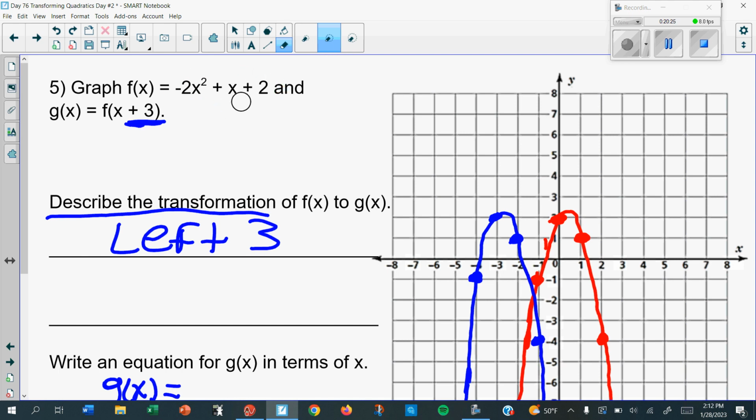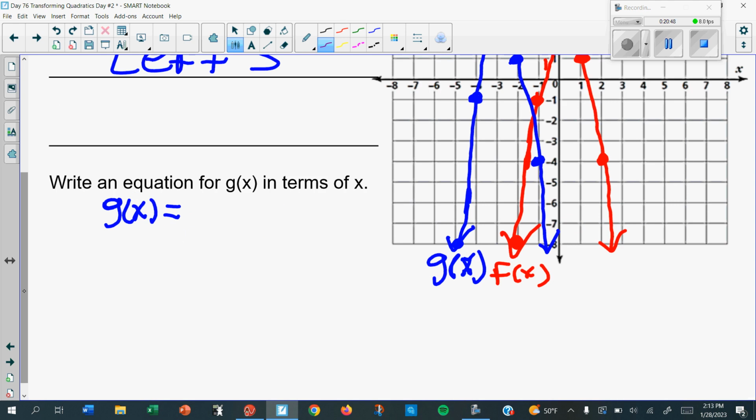Where do you see the x plus 3? Is it inside or outside? It's inside. So this is why it's different from before. Since the x plus 3 is inside the parentheses, wherever you see an x, you're going to substitute in x plus 3. Okay? So instead of writing negative 2x squared, you're going to write negative 2 parentheses x plus 3.